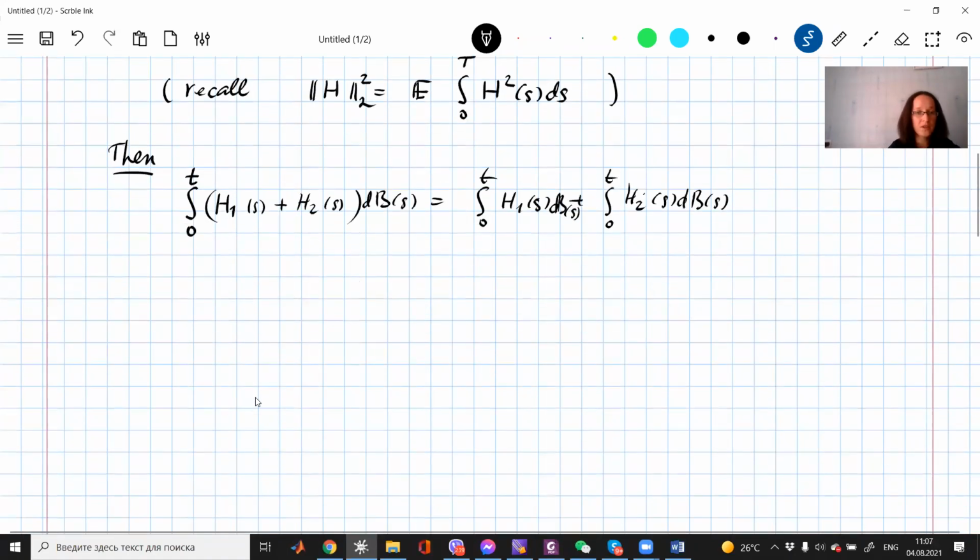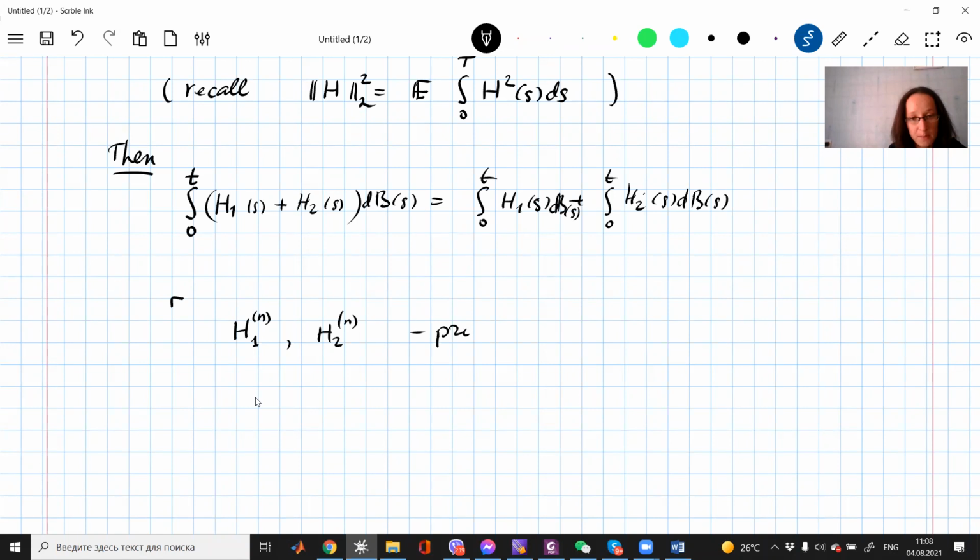How to prove this? The proof is very similar to the proof of such a property for the Riemann-Stieltjes integral. So I just give you a sketch of the proof. How we had defined these integrals, we find some approximation of these processes with step processes. I will put here index n.